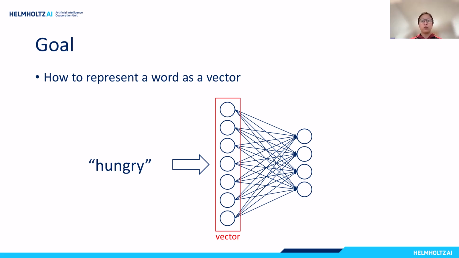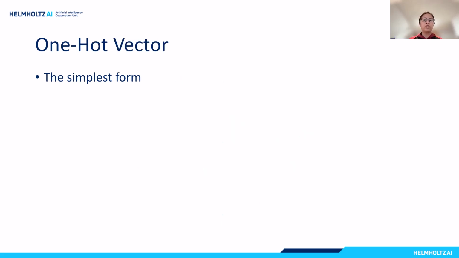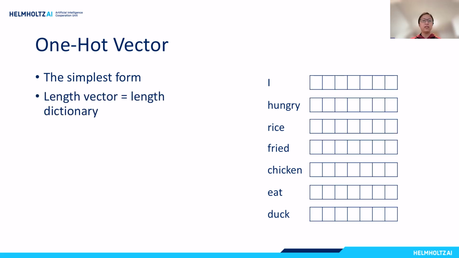For example, we want to input the word hungry. In the simplest form, we can use a one hot vector. For example, we have a collection of words that we will use in our model. The whole dictionary consists of 7 words like this. The length of each vector is the number of words in the dictionary, which is 7. Then, like its name, one hot vector, we put the number 1 for one of the vector elements and the other elements are set to 0.